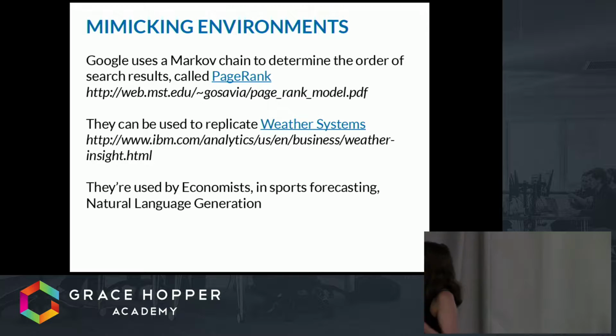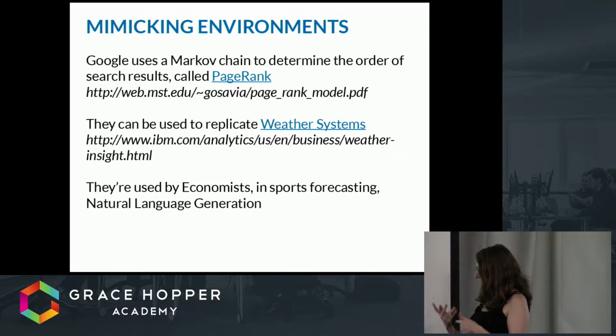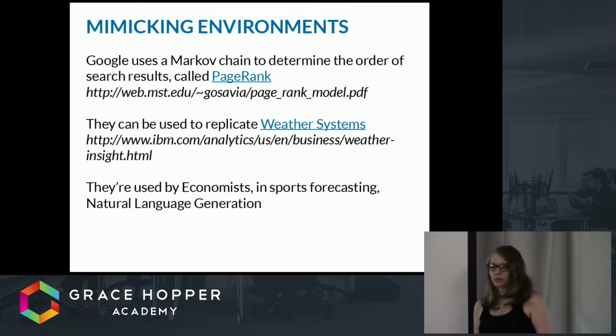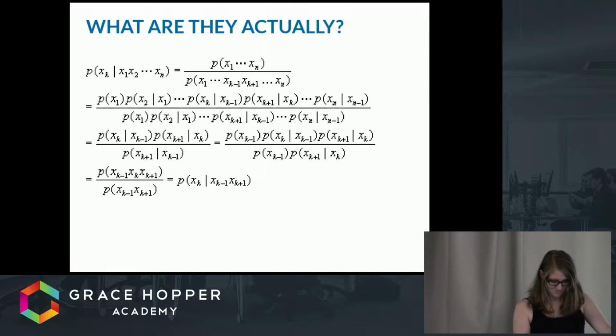Google uses a Markov chain in PageRank to determine the order of their search results. They're used by meteorologists a lot, and they can be used for forecasting and by economists, and they're just generally a great tool. So what are they specifically?